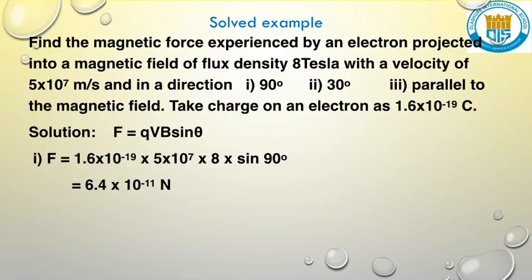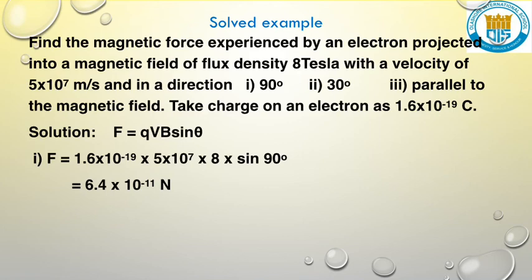I would advise that you try to take down this question and solve it by yourself, even though the solution has already been provided. For you to be able to get a hang of this topic, you should solve it by yourself. Q is a charge, which in the question is an electron of charge 1.6 times 10 to the power minus 19 coulombs. V is the velocity, which is 5 times 10 raised to the power 7 meters per second. And B is the magnetic field strength, which is 8 Tesla.